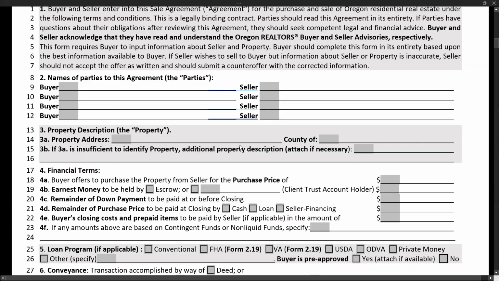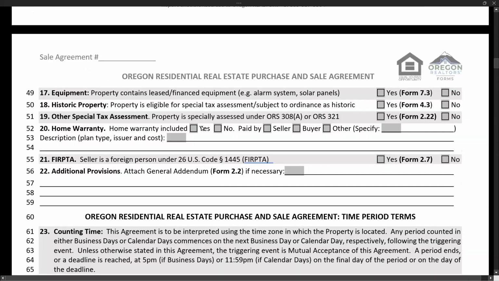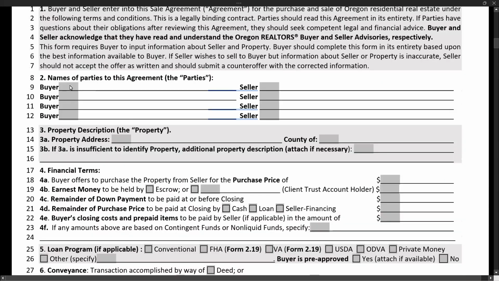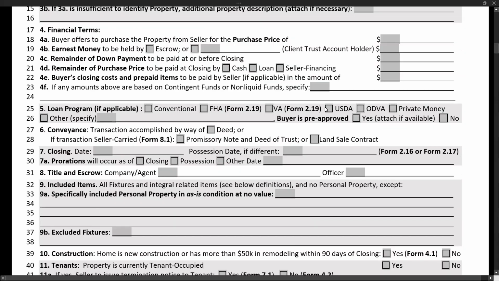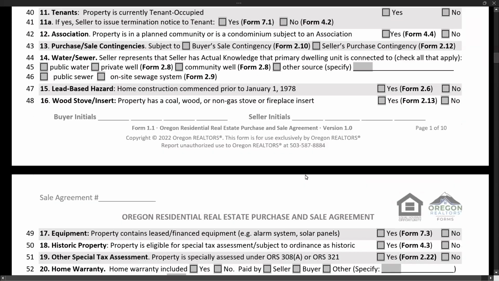In this section, the parties will input the various information that is unique and specialized to their transaction, such as the names of the parties, the property address, and the distinct purchase price the buyer wishes to offer. You'll say whether it's escrow or client trust accounts, whether it's cash, if it's seller financing, if you're using non-liquid funds, like you need to sell your stock account before you can purchase the property. You should specify that information. If there's a loan program of some sort that's being used, check that box. Essentially everything about this transaction that is unique for the buyer or the seller or the property should be on this first page and a quarter of the document.